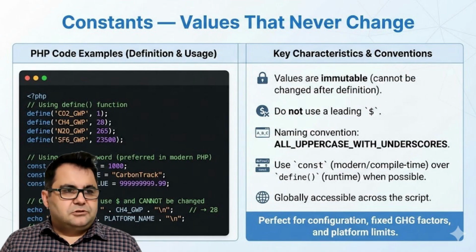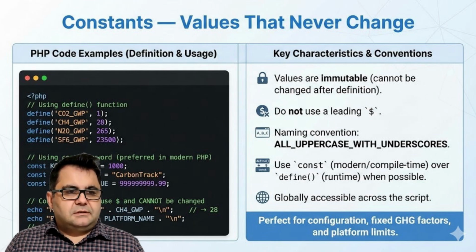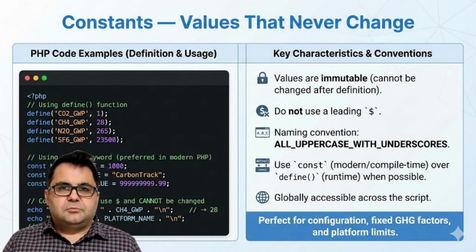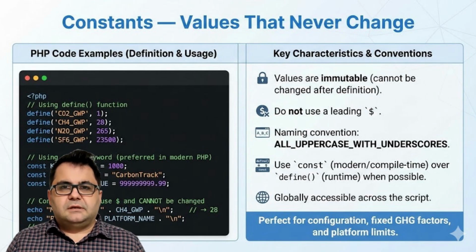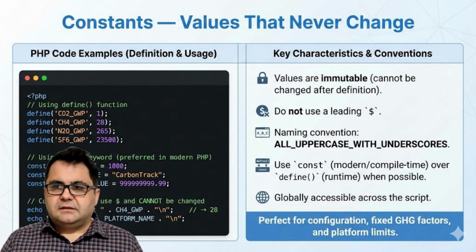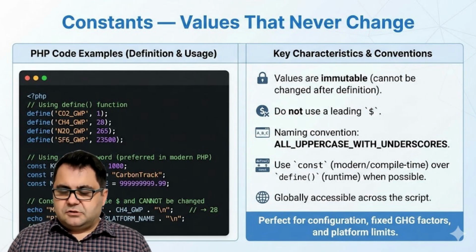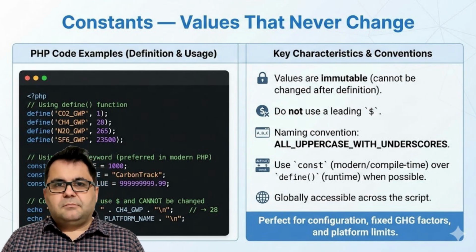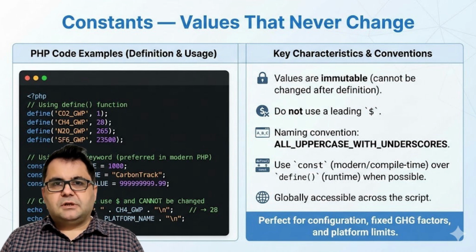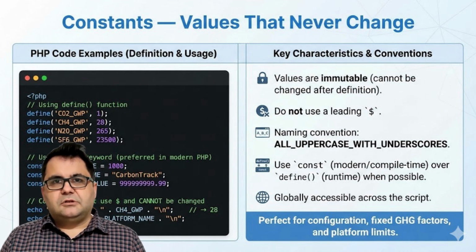Constants are like variables that can never change once defined. In carbon accounting, GWP values are scientific constants. CO2 is always 1, methane is always 28, nitrous oxide is always 265. These should be constants, not variables, because accidentally changing a GWP would corrupt all your calculations.